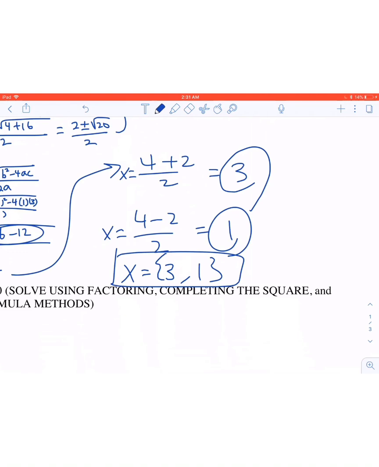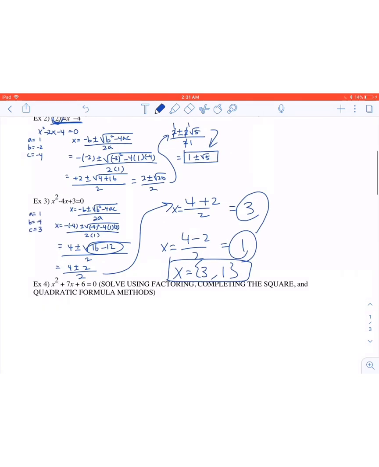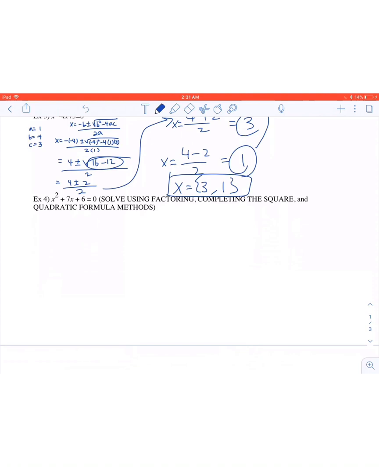For number 4, I am going to leave it up to you to solve. It says solve using factoring, completing the square, and quadratic formula methods. So I'd like you to try solving example 4 using all 3 methods, which means you want to show 3 times how you find x. Whether you use factoring, completing the square, or quadratic formula, you should be able to get the same answer all 3 times.